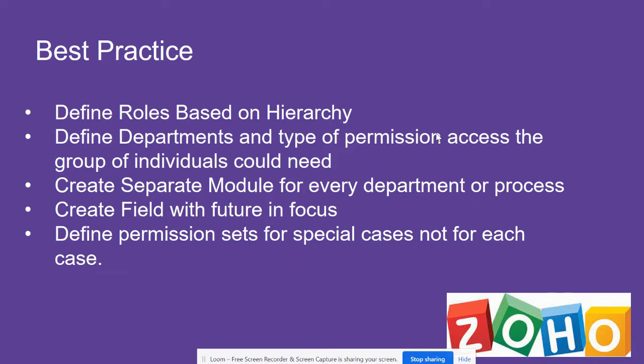The third point is to create a separate module for every department or process. Instead of having all the data in one module, it's very important that you create a different module for a different process. A compliance team should have their own module, and the sales team should have their own module, to view and take action on data. If you give everyone access from a single module, there is a big possibility that your data might get distorted or not be as efficient as it should be. So it's highly recommended that you create a separate module for every process.